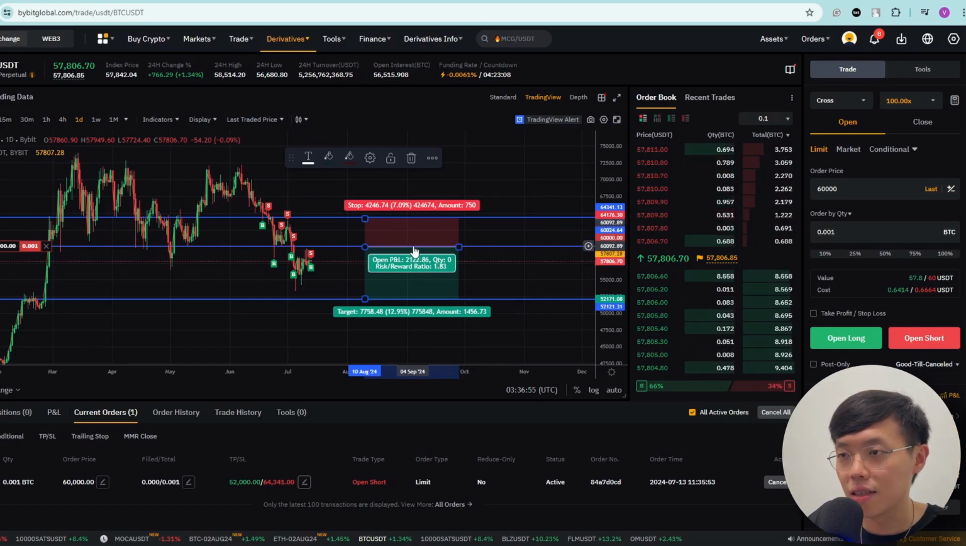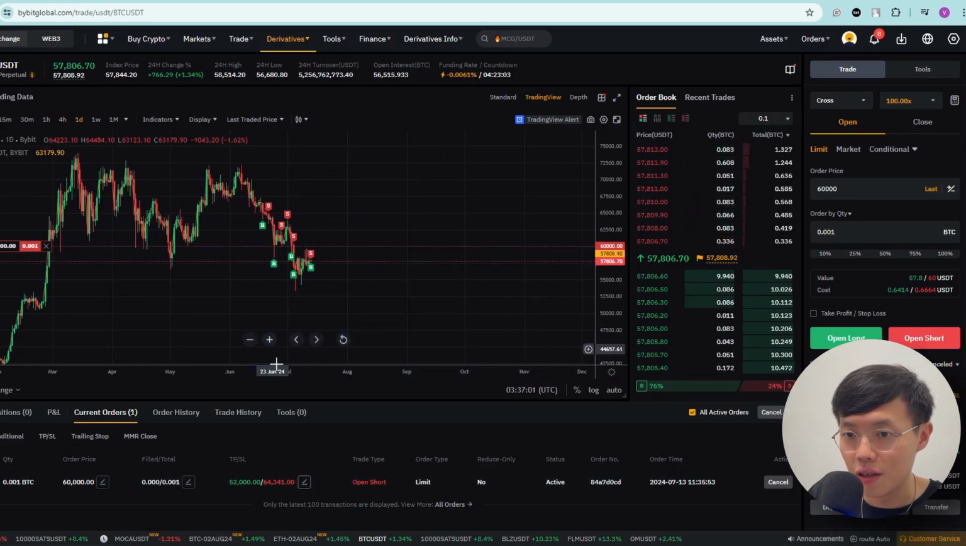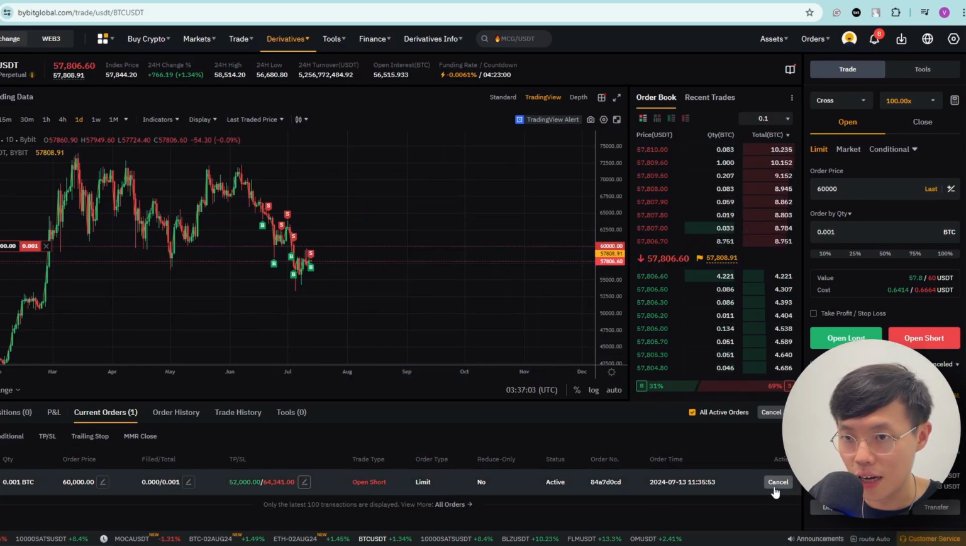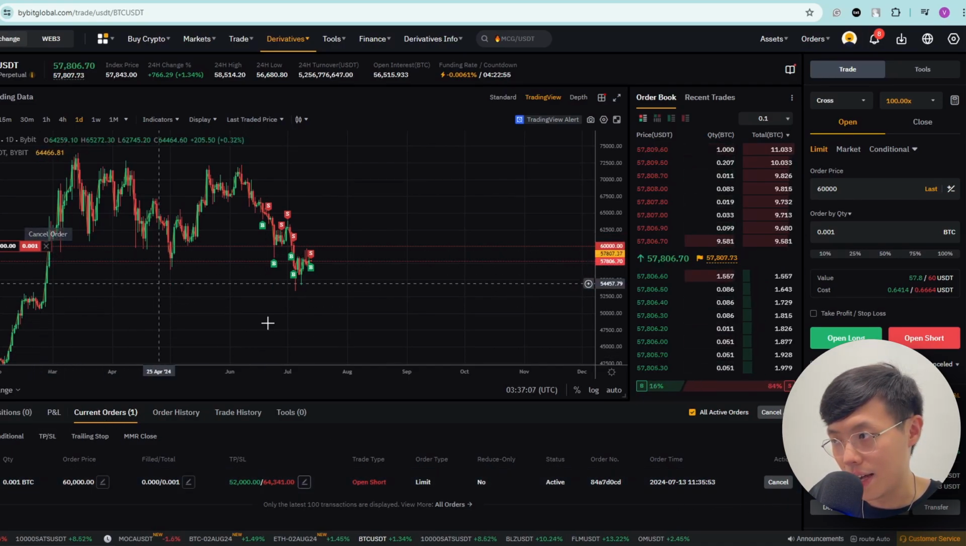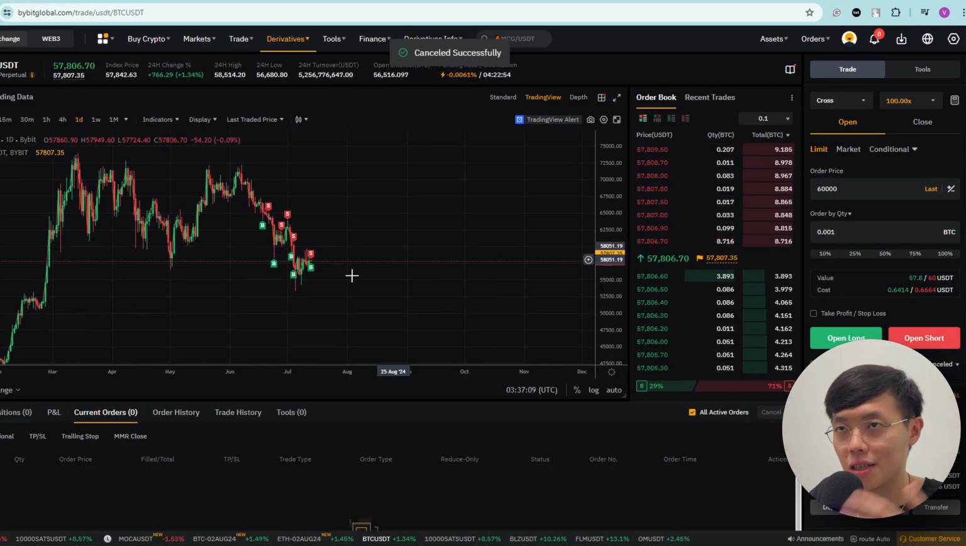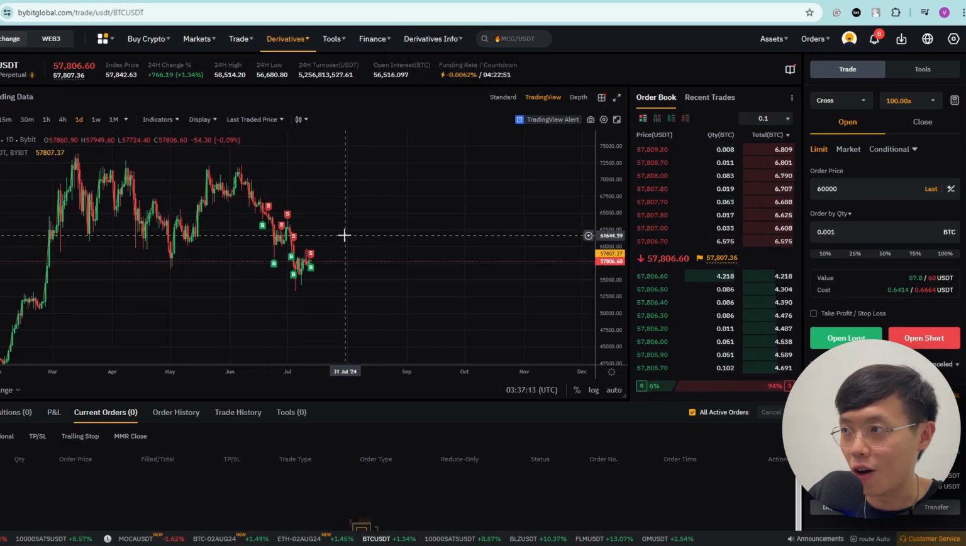If you want to cancel this order, right? You will cancel this order. Let's remove drawing. Canceling an order is very easy. You can press cancel here at the current order tab, or you can click this X here, right? As simple as that. So this is how you play around with risk reward ratio and how you open a trade using the cross margin.